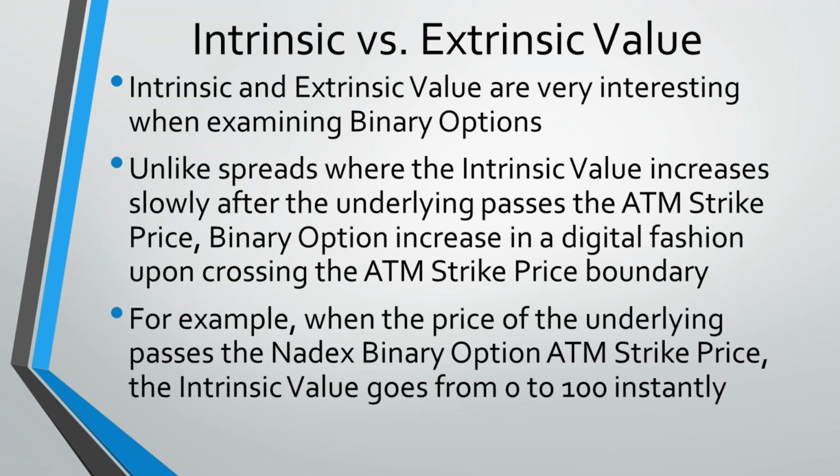Anything above 2010 in that example I showed you at expiration is worth $100. So 2010.1111, whatever it is, anything above 2010 makes the option worth $100. So the intrinsic value instantly goes from 0 to 100. But the price you see on the screen doesn't, right?